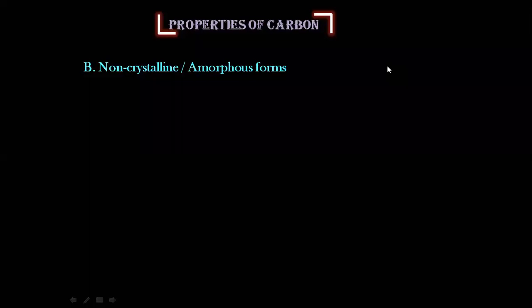Amorphous form is what we are going to do today, which is the non-crystalline form where the arrangement of atoms is not systematic. The basic difference between crystalline and non-crystalline is that in crystalline form, the carbon atoms are arranged in a specific format. As you remember the definition, the carbon atoms have a regular and definite arrangement and a perfect geometrical shape, sharp edges and plane surfaces.